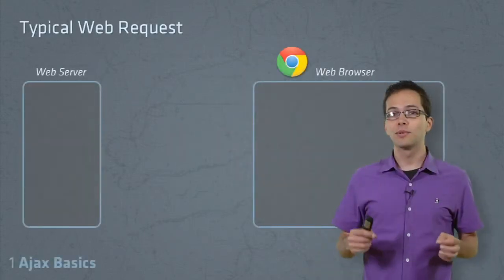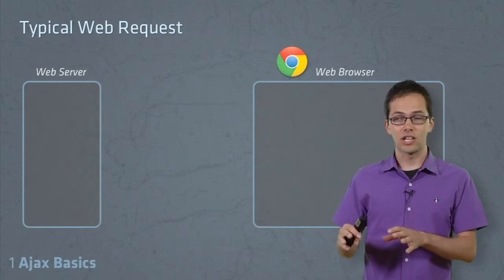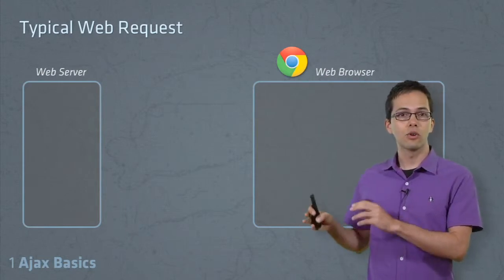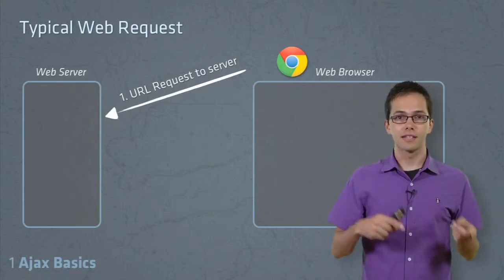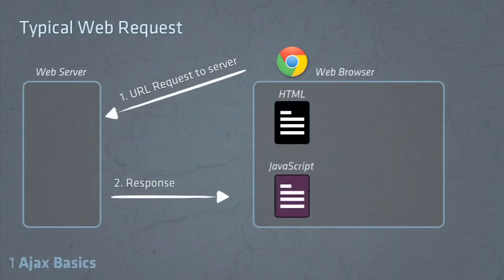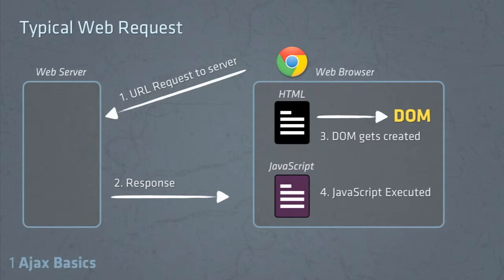Let's take a look at a typical web request without Ajax. So our web browser requests a URL from our server. Our server then sends a response which contains an HTML file and maybe some JavaScript files. Then our browser takes the HTML, loads that into our document object model, which we learned about in the previous course. Then our JavaScript gets executed, which may interact with the DOM.